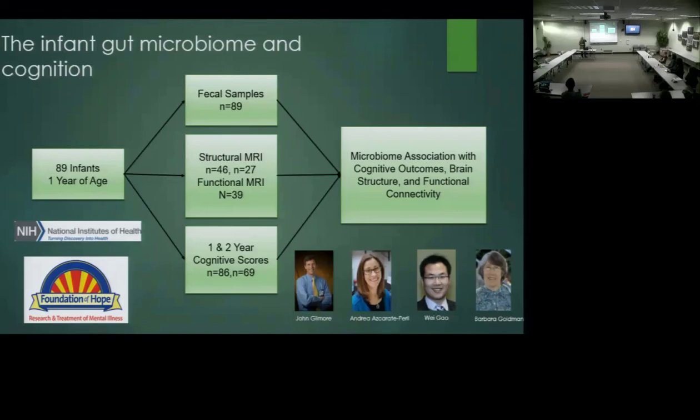John Gilmore is the head. Andrea runs the microbiome core for UNC, so she ran all these samples and did the bioinformatics with her team. I'm going to show you functional connectivity data that our colleague Wei Gao produced, and Barbara Goldman here, since retired, did our cognitive assessments, which are done with the Mullen Scales of Early Learning. And this was supported by the Foundation of Hope, in addition to the NIH.